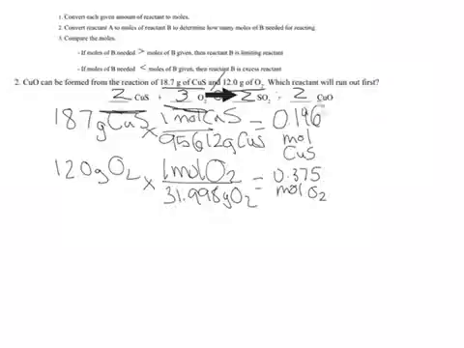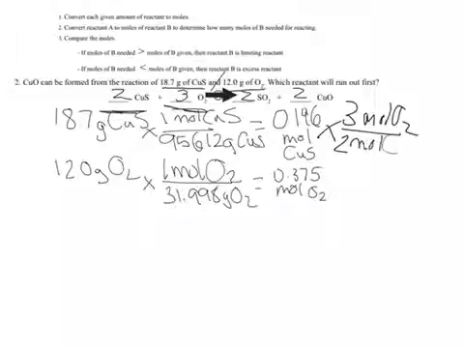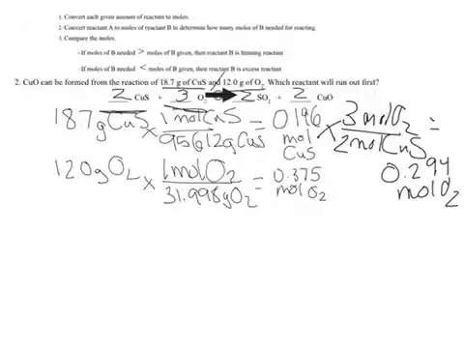So I'm going to say that this is reactant A, and I'm going to convert it to reactant B using my mole ratio. So there are 3 moles of O2 in every 2 moles of copper sulfide, and that comes from our coefficients on our balanced chemical equation. And I plug that into the calculator, and that gives me 0.294 moles of O2.